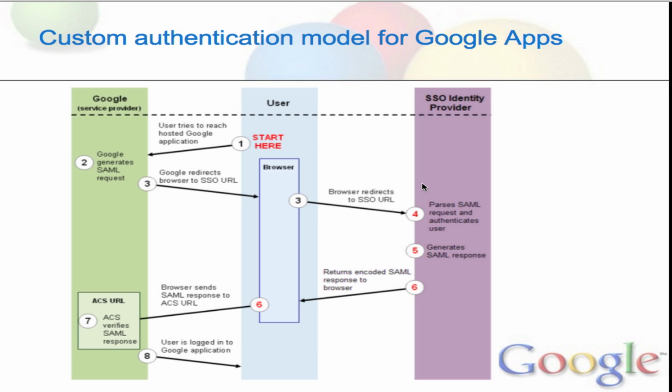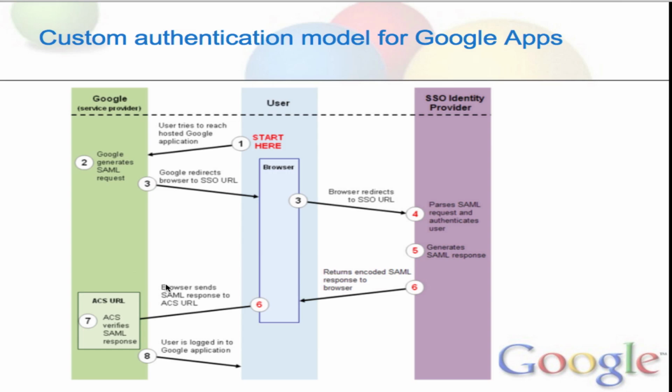Once the user has been authenticated, the identity provider will send that response back to Google through the browser. So step 5 is after the user has been authenticated, and it will generate a SAML-based response. That SAML-based response will be sent back through the browser to Google Apps. Now that response is digitally signed. Why is it digitally signed? Well, a couple of reasons. One, we want to make sure that it came from the approved identity provider. So it's signed with a private key.